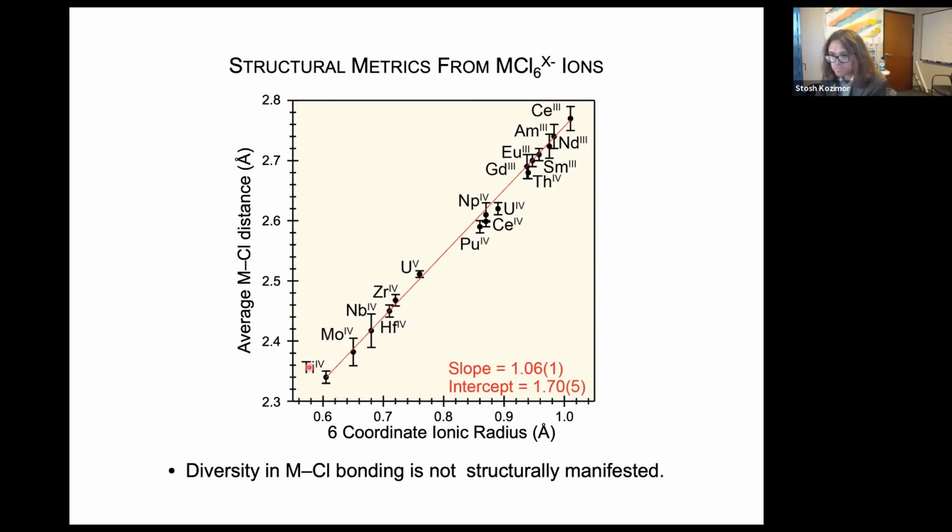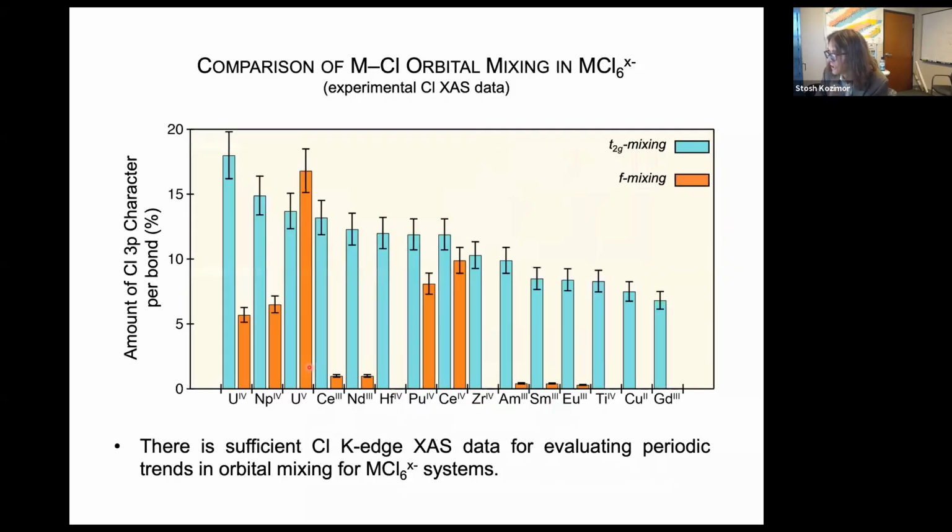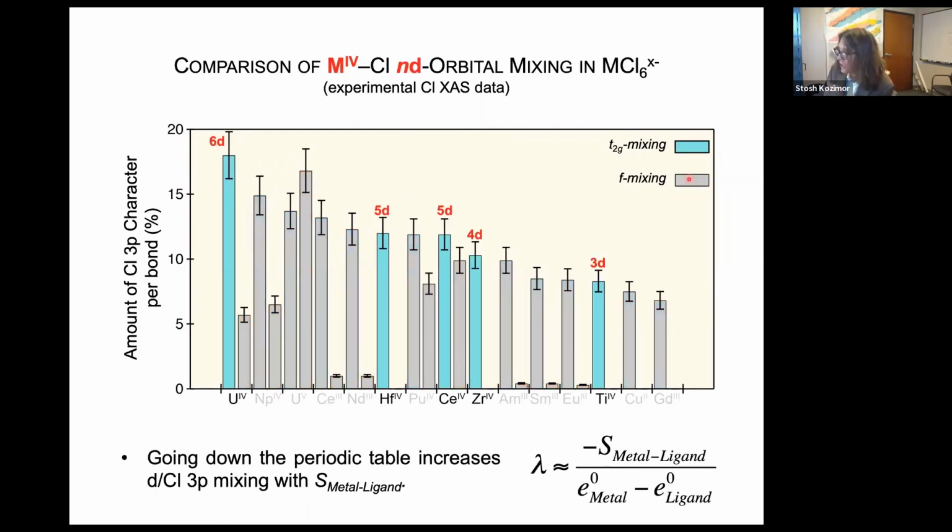concepts. And what I'd like to do now is summarize everything I've shown you, and I'd like you to think about it in the context of that equation. And I'll pop that back on here in a second. But what I'm showing you on this plot is the amount of chlorine 3p character in two different metal ligand interactions. The d pi orbital, okay, and then total f.